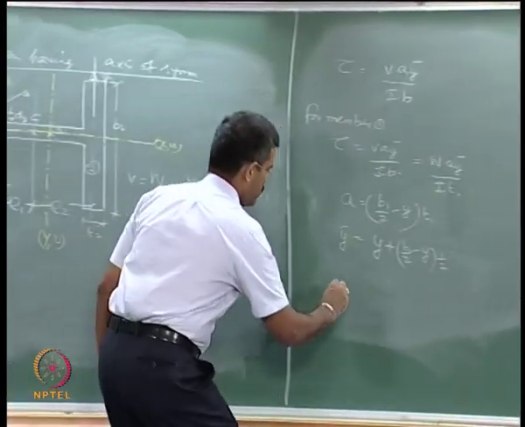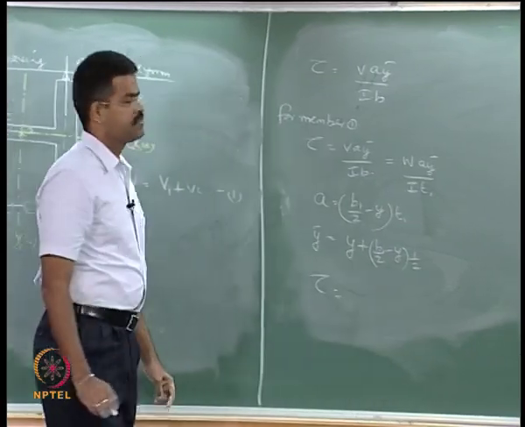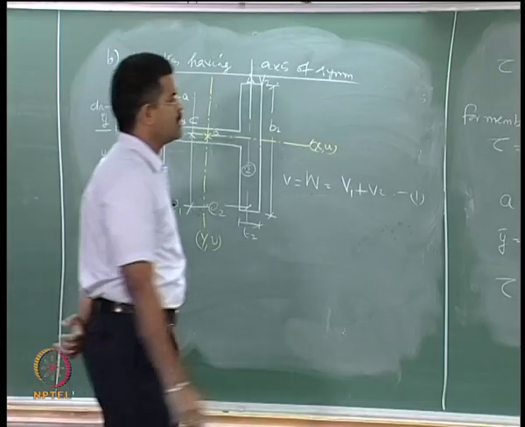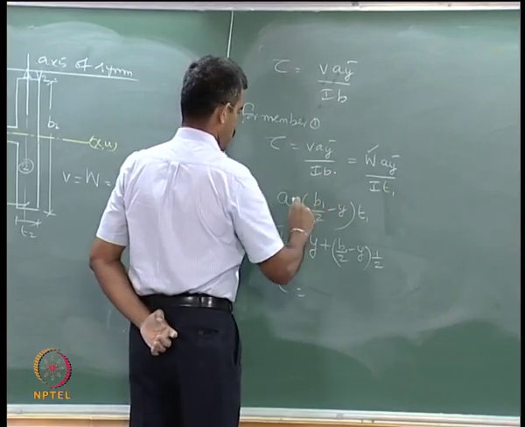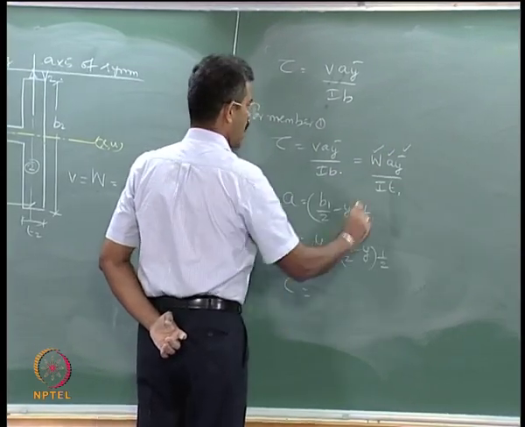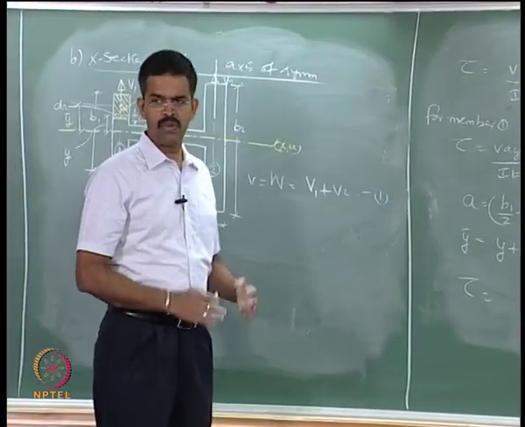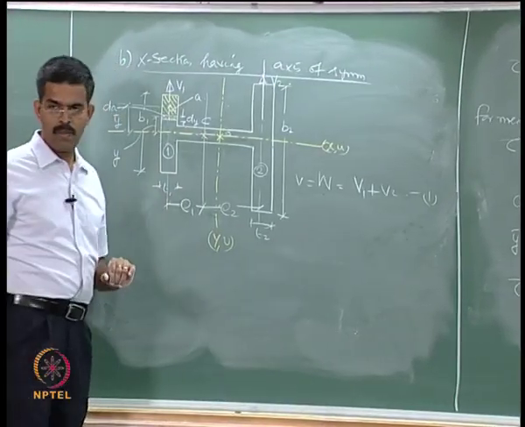Substitute here and get tau. So, we know V, that is W, we know A, we know y bar, I we write as I, T1 is written as T1. So, give me an expression for tau for member 1.